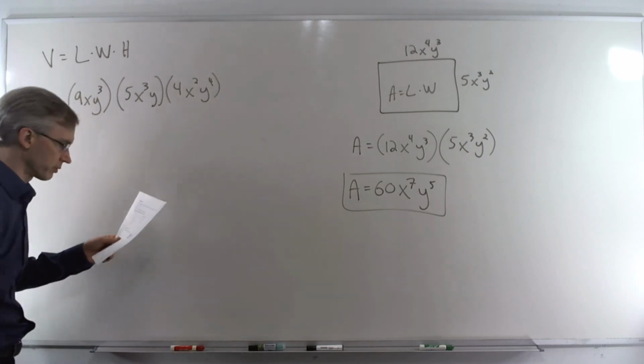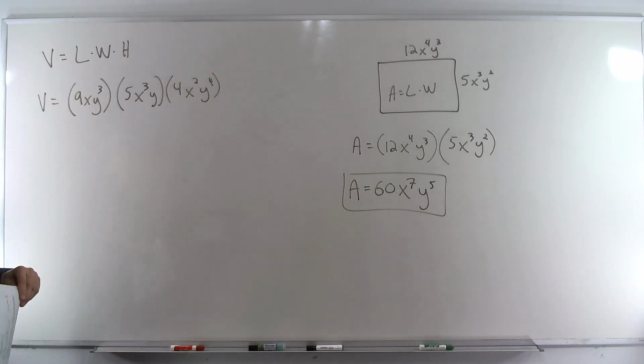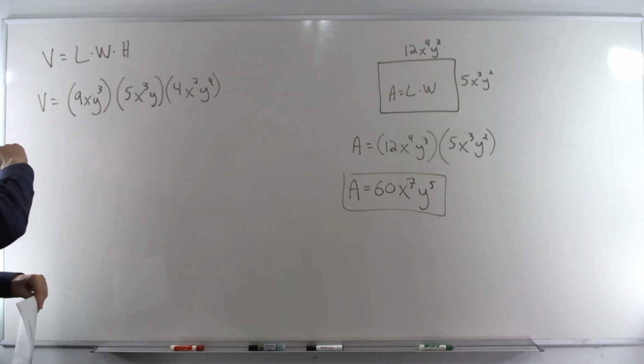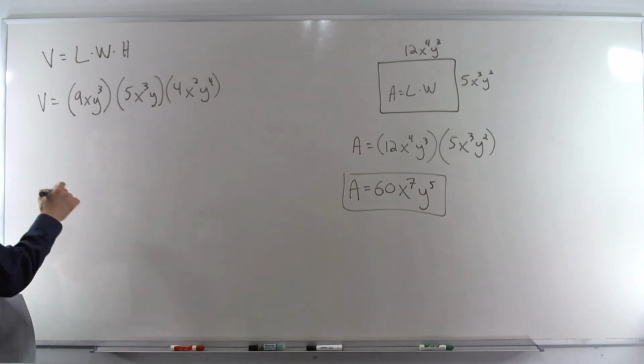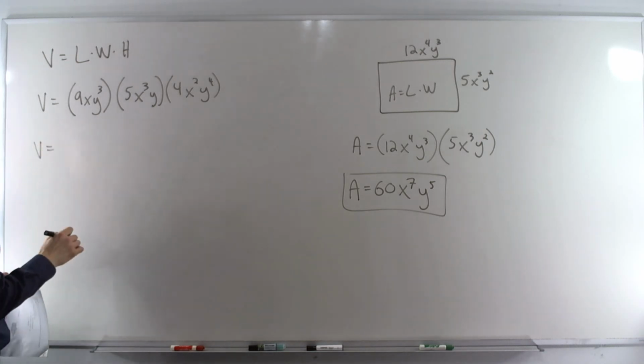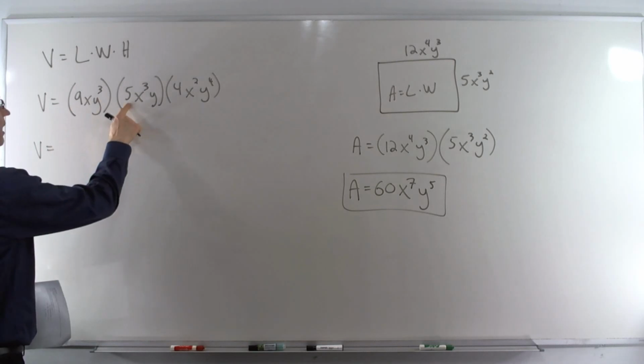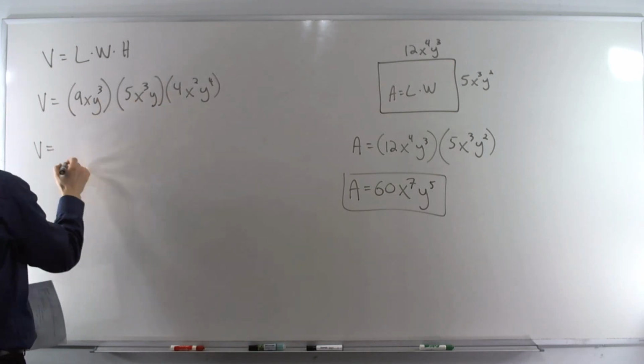Now it doesn't really say which one's length or width. Doesn't really matter. Multiplication's commutative. We can stick those in any way. Multiplying all this out, we got 9 times 5 is 45 times 4 is 180.